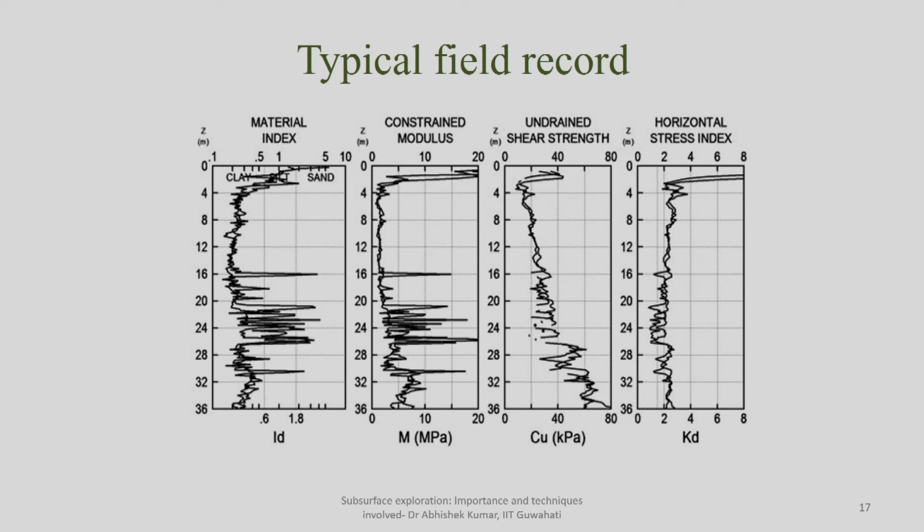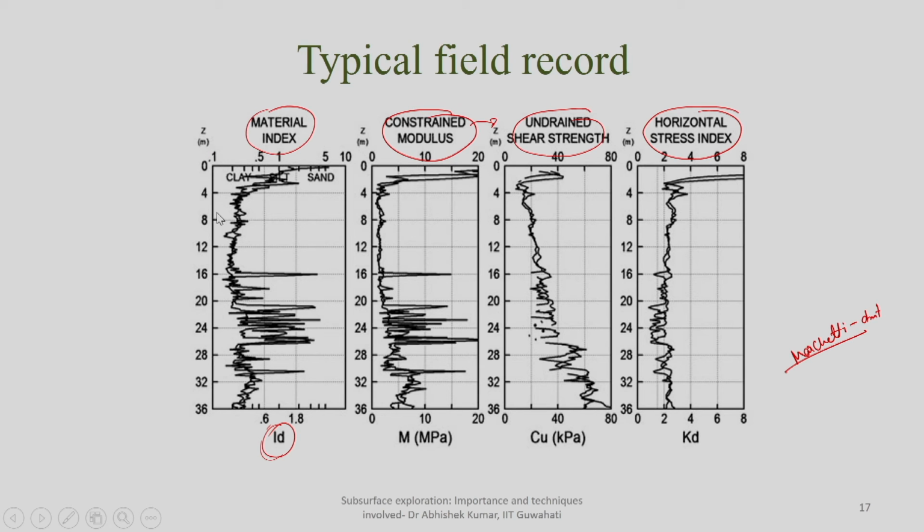Okay, these are the measurements of some typical field records. You can see here, this has been taken from the Marchetti DMT site, so anybody interested can go for it. Based on the P0 and P1 values, you determine the material index, ID values, and based on that the constant modulus we have just determined, and using different correlations, you can determine the undrained shear strength, the horizontal stress index. So this is very basic parameter determination with respect to depth.